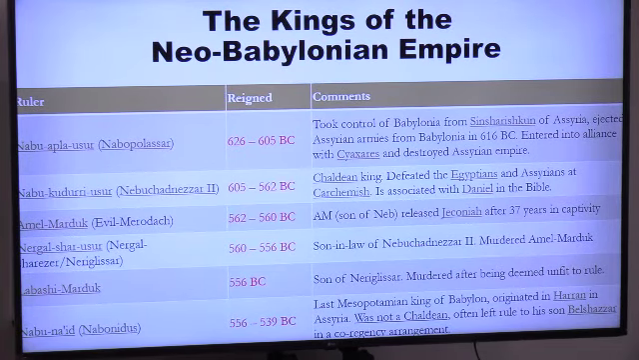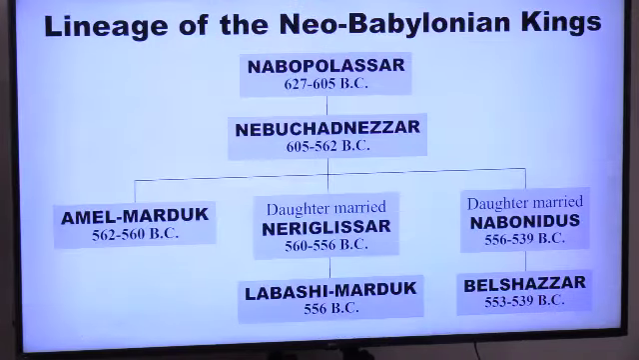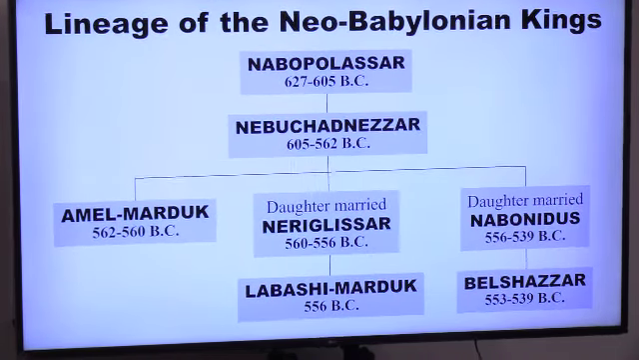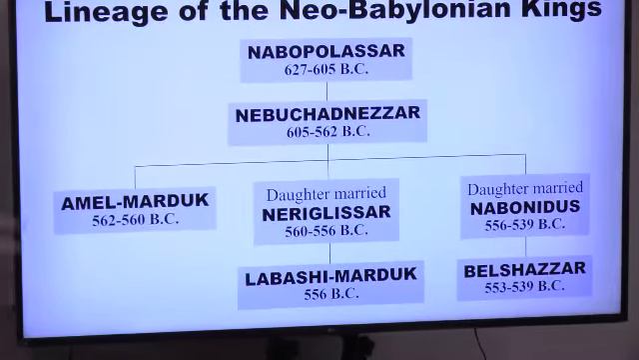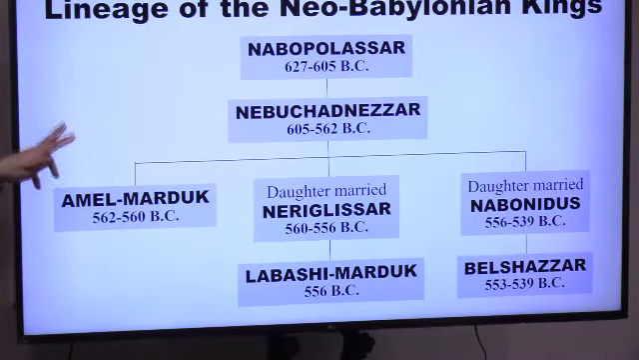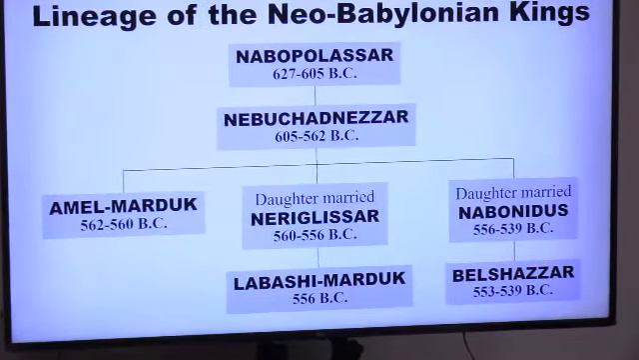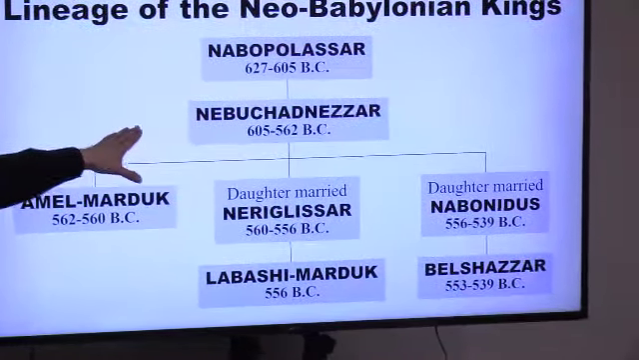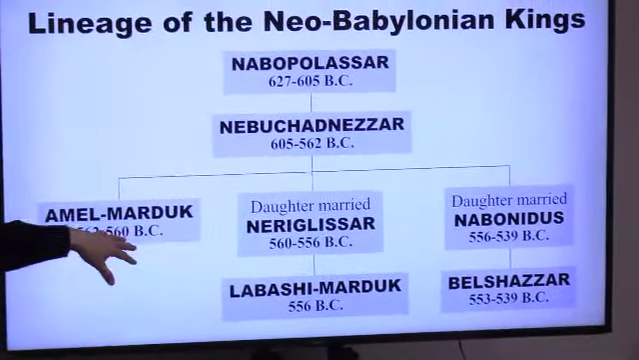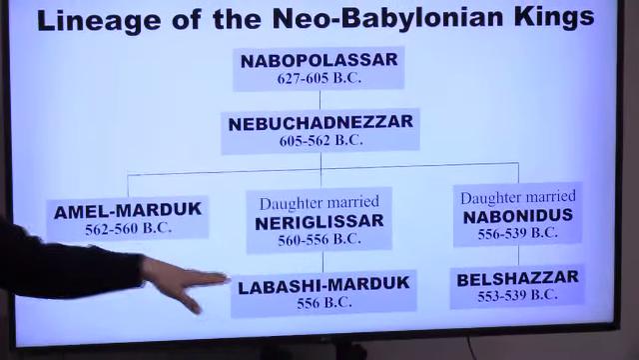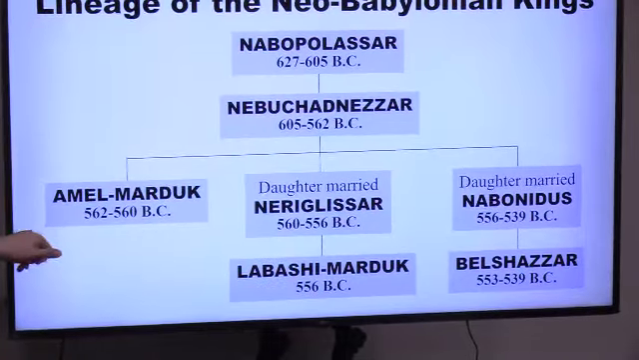And then Nabonidus eventually comes into the picture. This is the breakdown of the genealogy and the hierarchy, so you'll have a better picture. You start with Nabopolassar, the first king of the Neo-Babylonian Empire. Then Nebuchadnezzar comes into being, the golden years of Babylon. And then the 4 years that followed were very tumultuous for the Neo-Babylonian Empire.